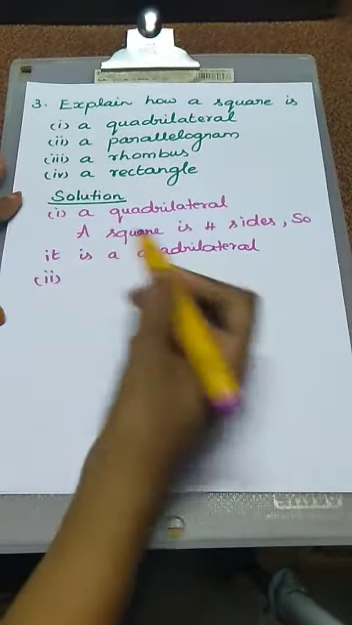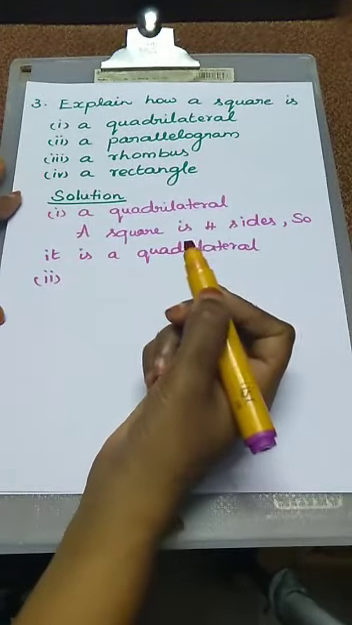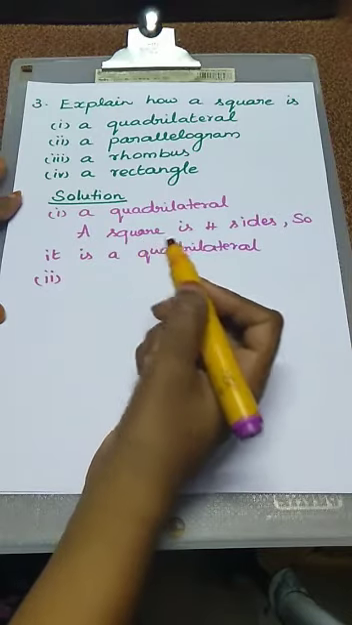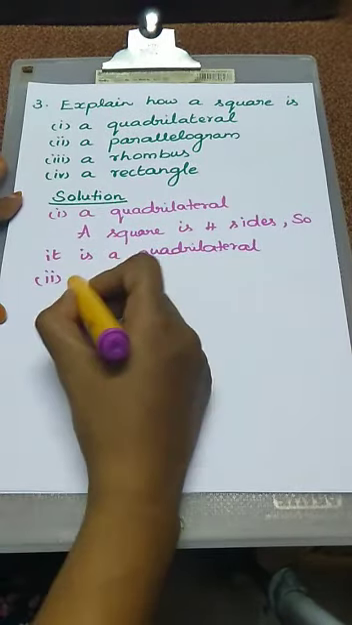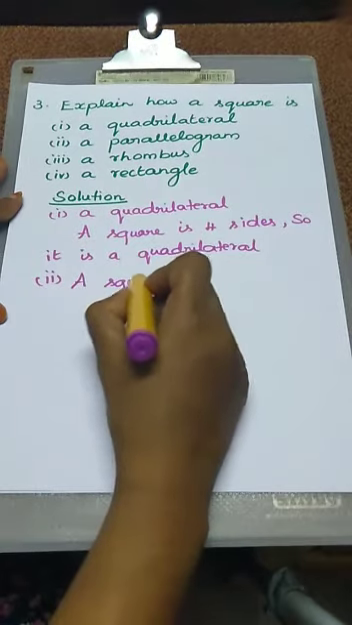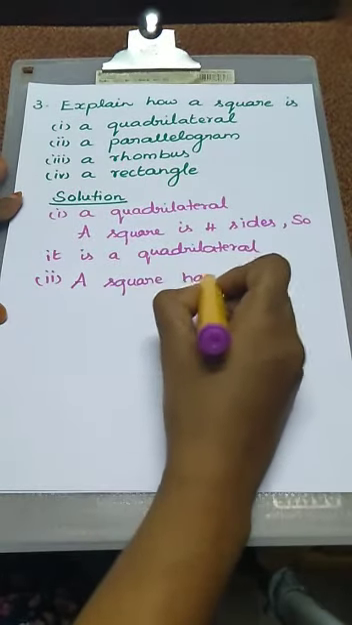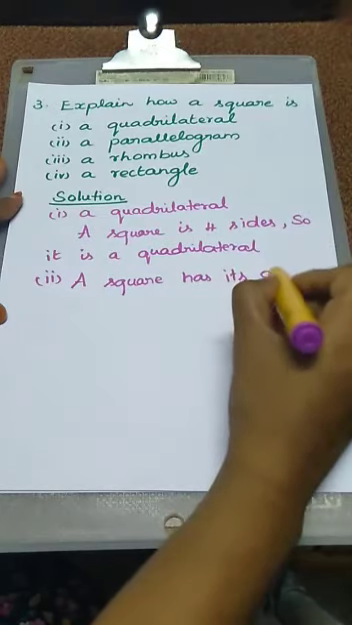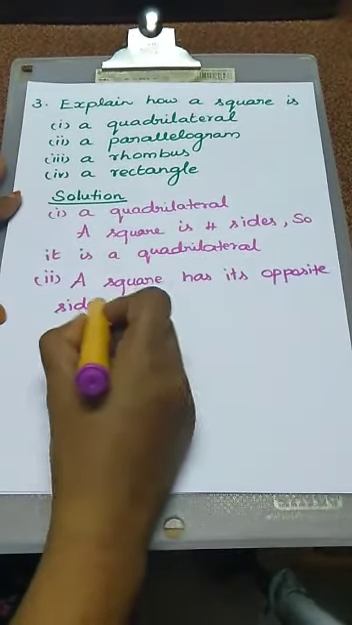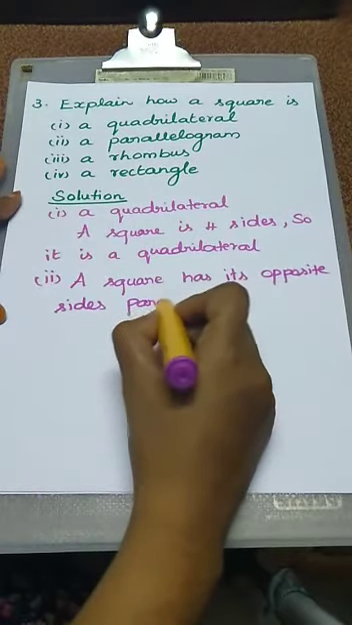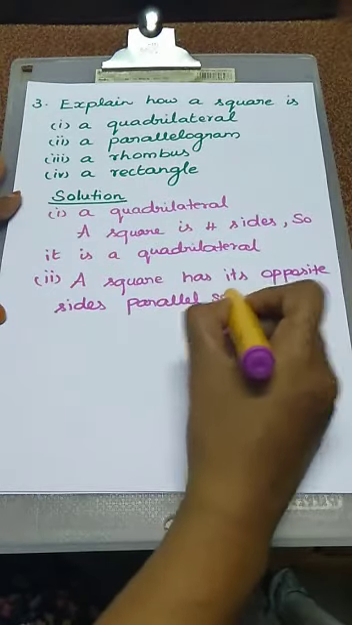What is the second subdivision? How is a square a parallelogram? Actually, a square has its opposite sides parallel. So it is a parallelogram. A square has its opposite sides parallel. So it is a parallelogram.